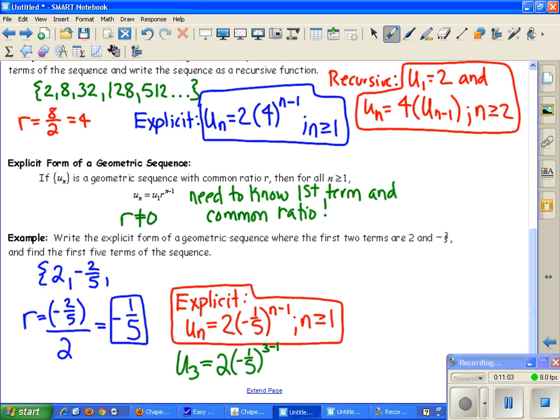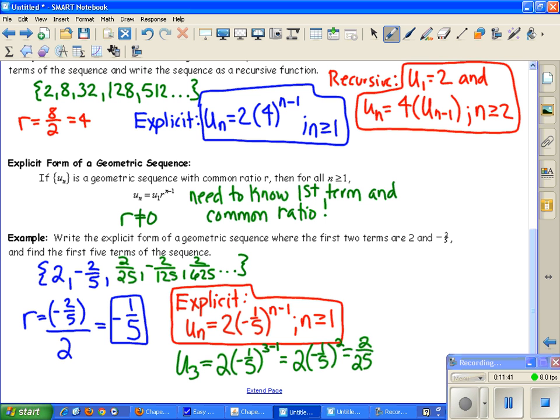So when I do this, I get u sub 3 is equal to 2 times negative 1/5 to the second power. When I plug this into my calculator, I end up with a value of 2 over 25. So that is the third term in my sequence. And then of course I could repeat this for the fourth and fifth term. You would end up with negative 2 over 125, and the fifth term is 2 over 625, and then of course I could keep on going.